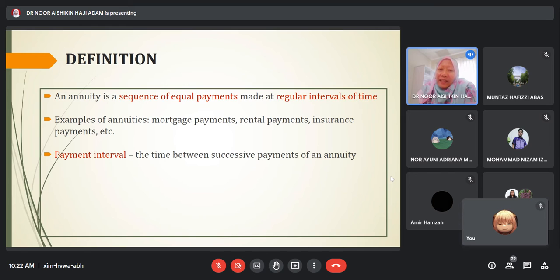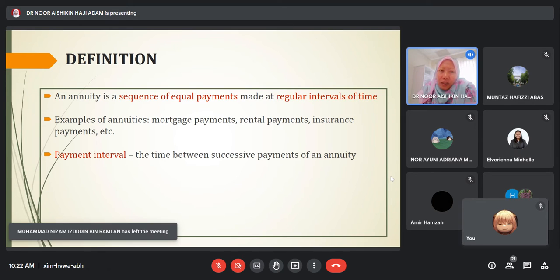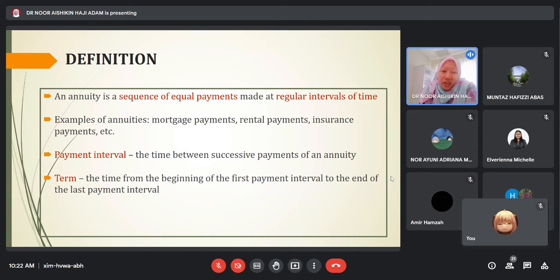Payment interval is the time between successive payments of an annuity. Mungkin sebulan, mungkin setiap 6 bulan and so on. Term is the time from the beginning of the first payment interval to the end of the last payment interval. Maybe you are making monthly payment for 5 years, so the term of the loan is 5 years or 60 months in that sense.